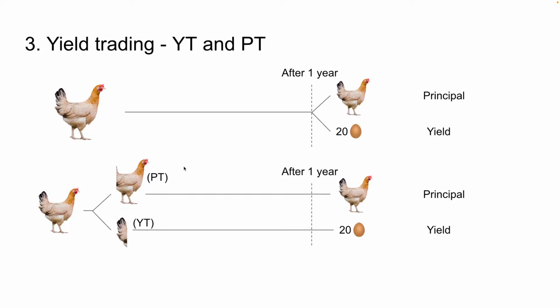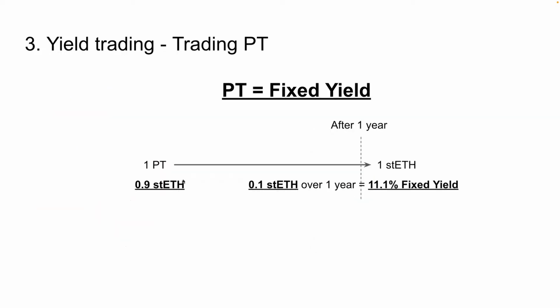With that, let's dive straight into the first strategy in yield trading, trading PT. The first thing you need to remember is PT is equivalent to fixed yield. Buying and holding PT all the way to maturity gives you fixed yield. How so? Say PT is valued at 0.9 sDE right now. Well, after 1 year, the PT will become the full chicken, the full one sDE.